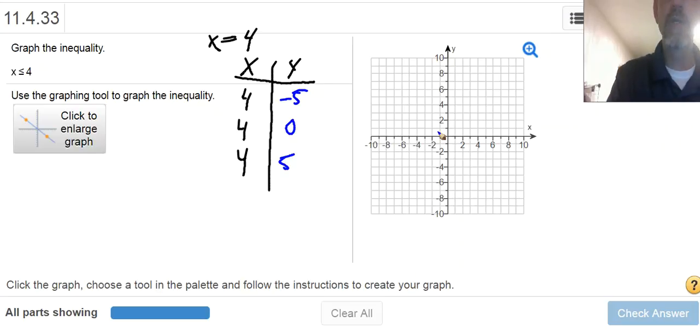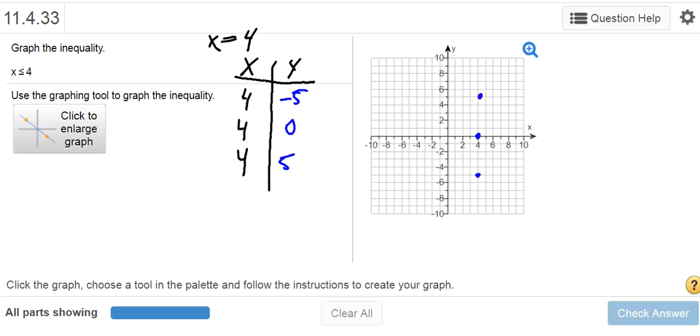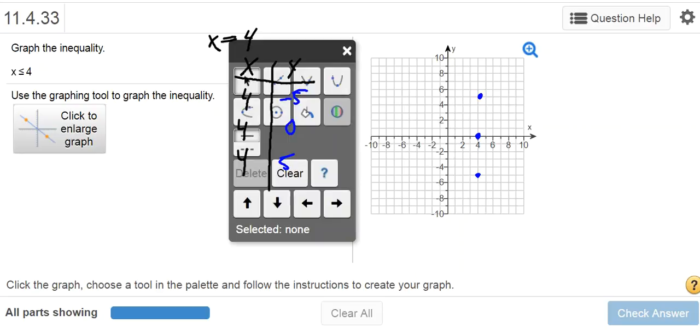So if I graph this, I've got 4, -5. So I go over 4 down to -5. I have 4, 0. So I go over 4. Don't go up or down any. And then I would have 4, 5. So I'm going to have a line that looks something like that. Now I can go ahead and use my graphing tool and graph that. So I grab my line there.